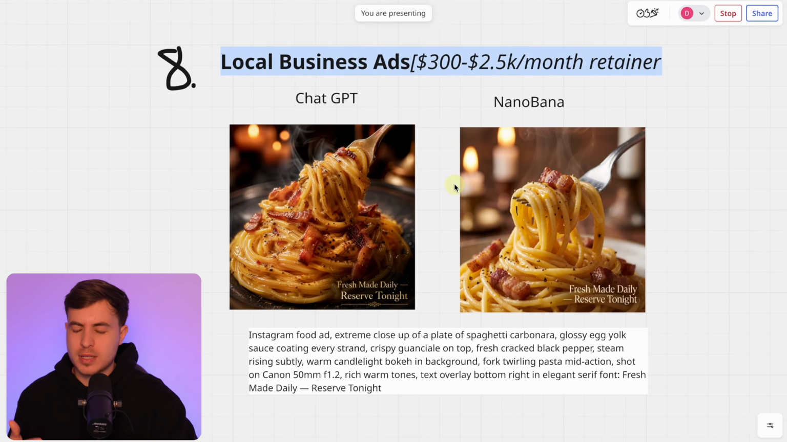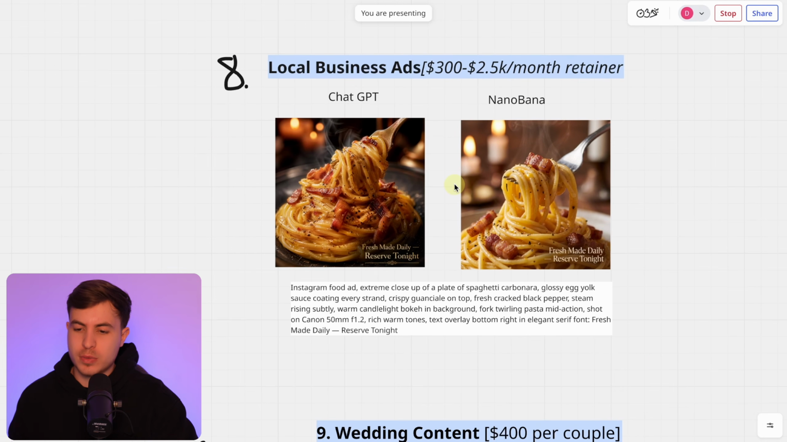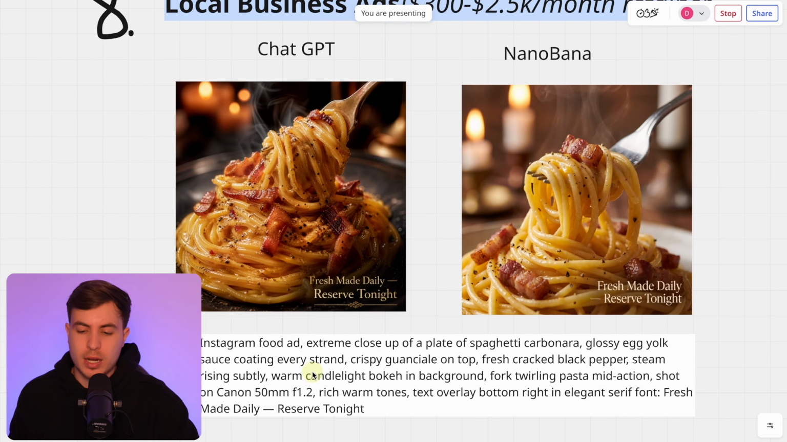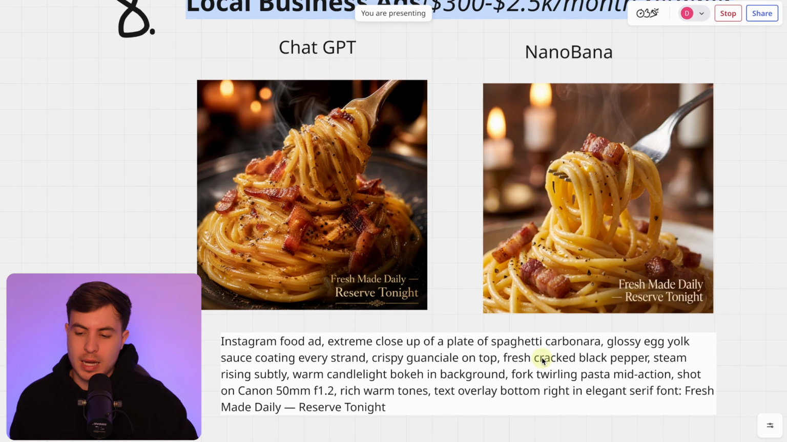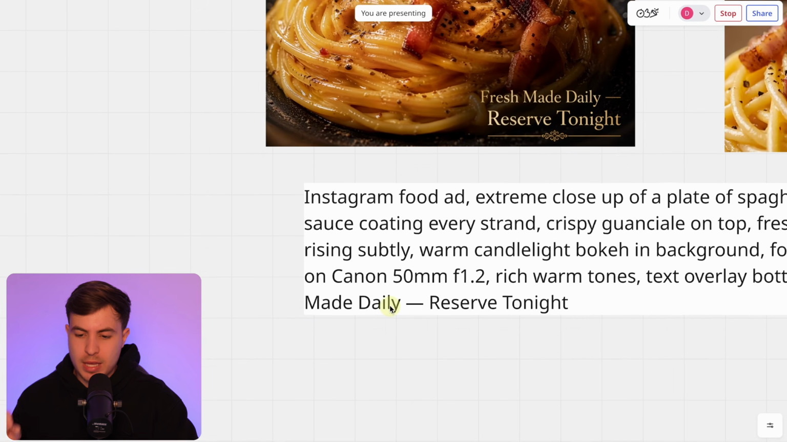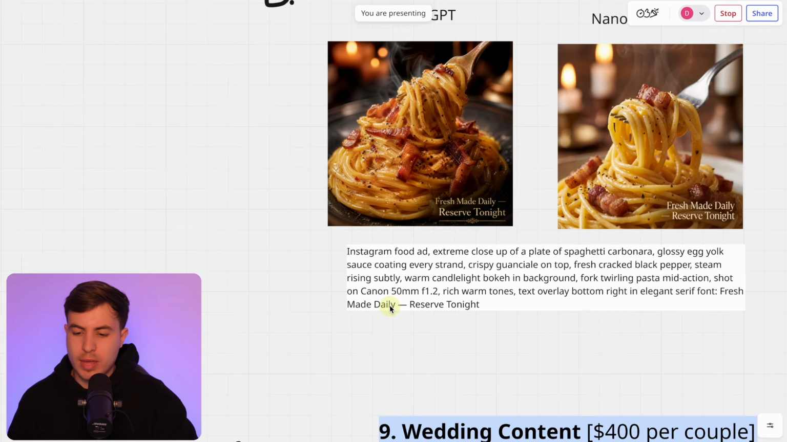Then we have local business ads. These images are absolutely ridiculous. Look at the comparison. So the prompt is an Instagram food ad, extremely close up of a plate of spaghetti carbonara, glossy egg yolk sauce coating every strand. Fork twirling past mid-action, shot on, again, we have the camera, Canon 50mm f1.2, whatever that means.